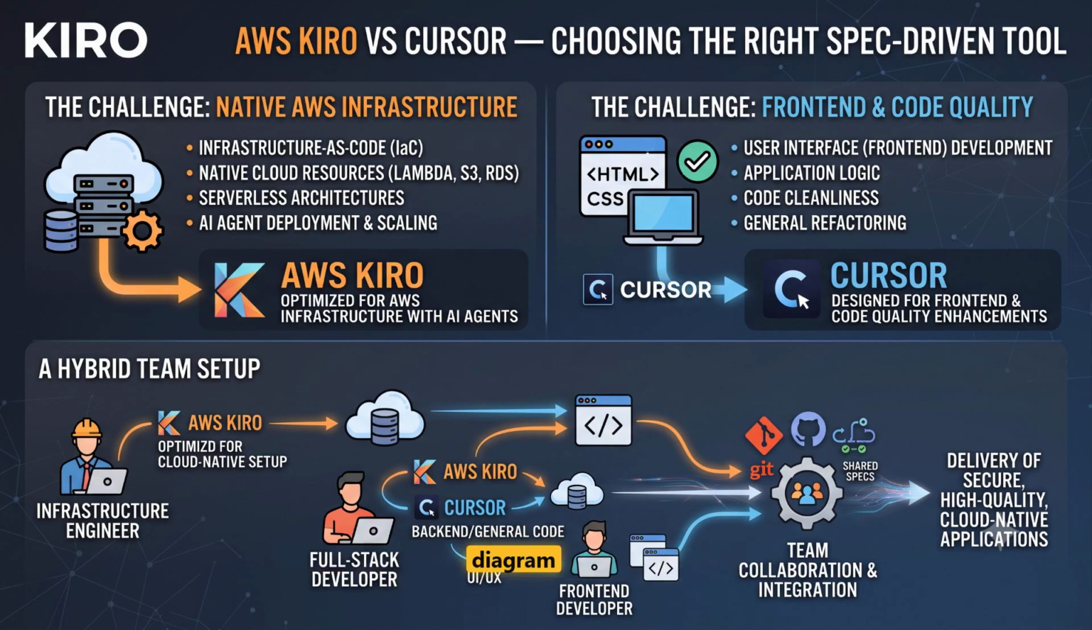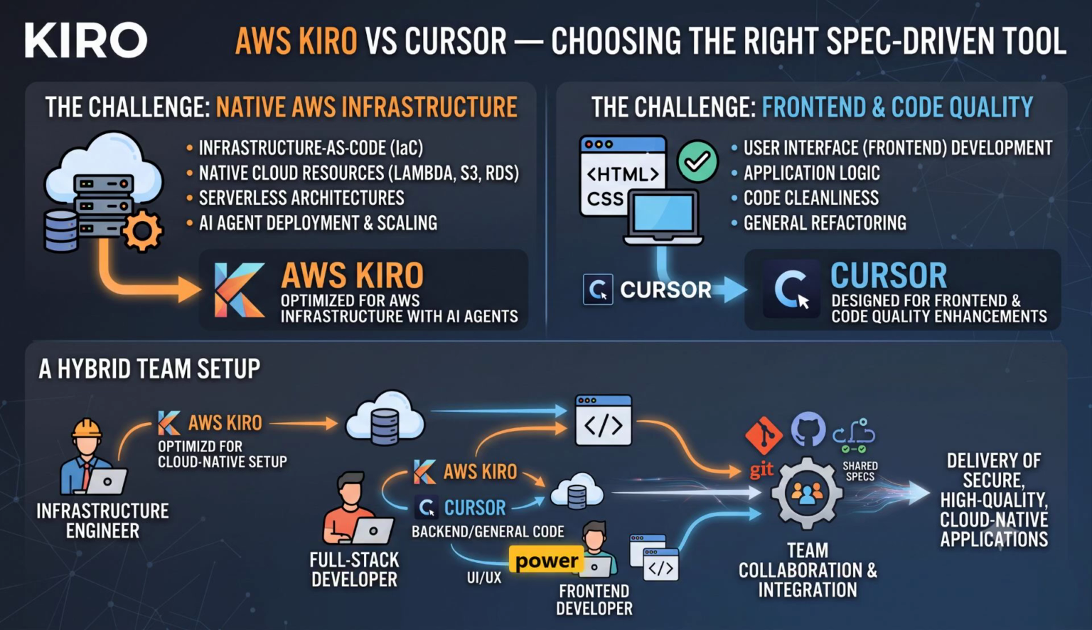Follow the team diagram across the bottom half under a hybrid team setup. Here, the infrastructure engineer uses AWS Kiro for cloud setup. Full stack developers run both Kiro and Cursor for backend code, and front-end developers focus on user interfaces in Cursor. Everything converges through Git version control, shared specs, and collaborative CI/CD pipelines to deliver secure cloud-native applications.